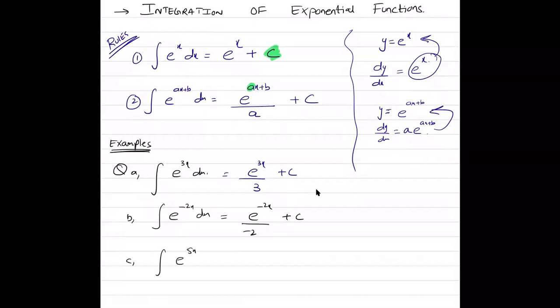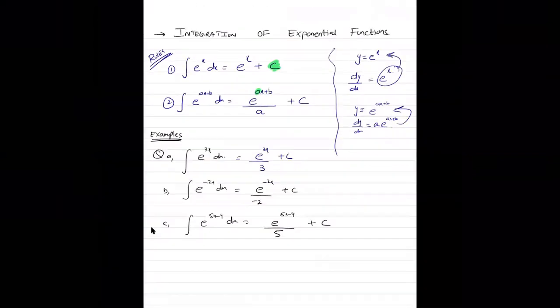Integration of e to the power of 5x minus 4 dx. E to the power of 5x minus 4 over 5 plus c. Yeah, so e to the power of 5x minus 4 over 5 plus c. Then let's try another one.